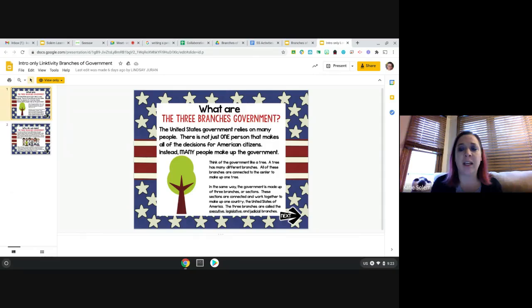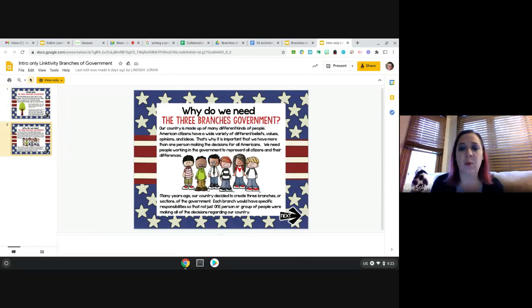Think of the government like a tree. A tree has many different branches. All of these branches are connected to the center to make up one tree. In some ways, the government is made up of three branches or sections. These sections are connected and work together to make up one country, the United States of America. The three branches are called the executive, legislative, and judicial branches.